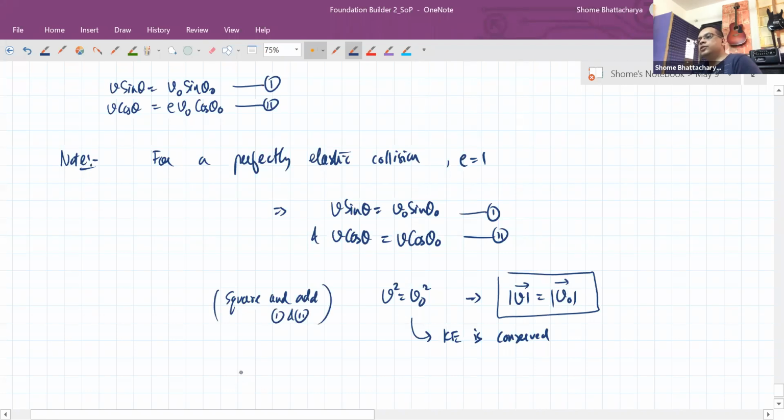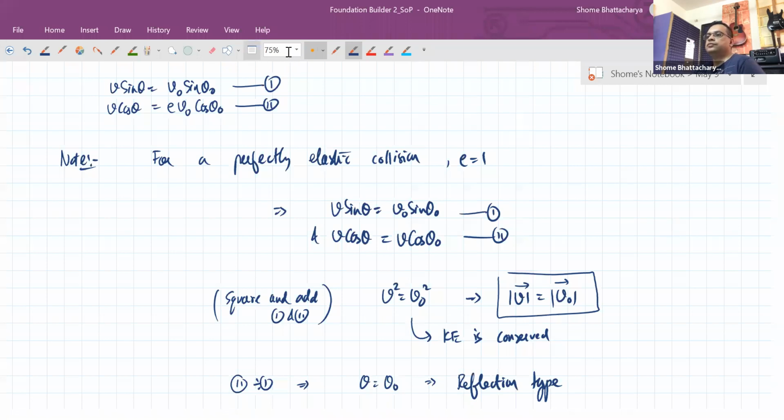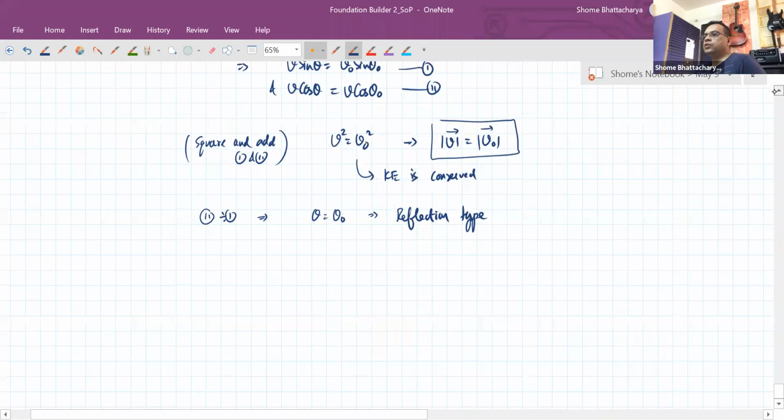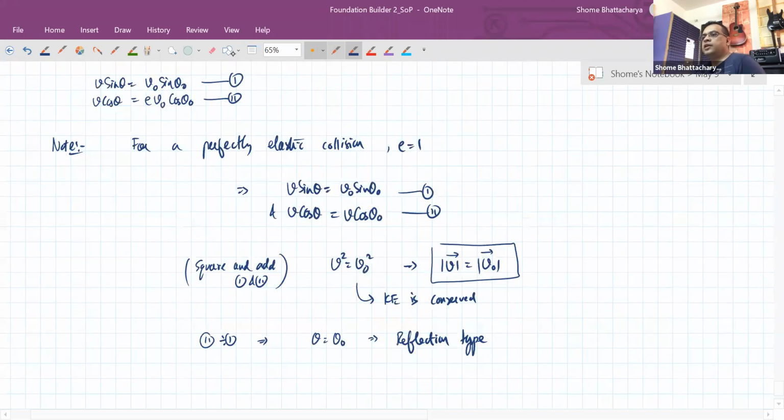And if you divide the equations, you get that theta is equal to theta naught. So this is like a reflection. Angle of incidence is equal to angle of reflection, that kind of situation. So we can always visualize a perfectly elastic oblique collision as if the colliding particle is reflecting off with the same angle of reflection as the angle of incidence and at the same speed as the impact speed.